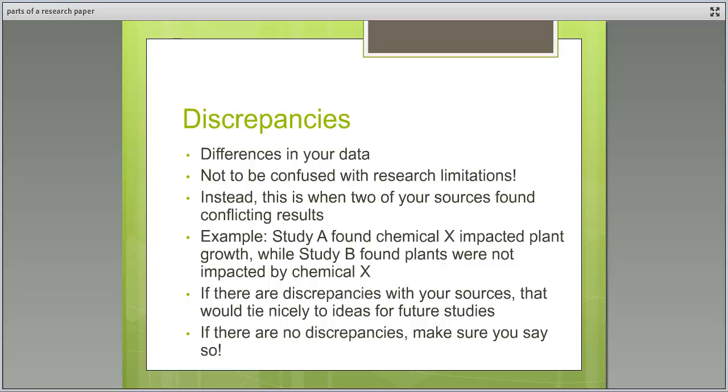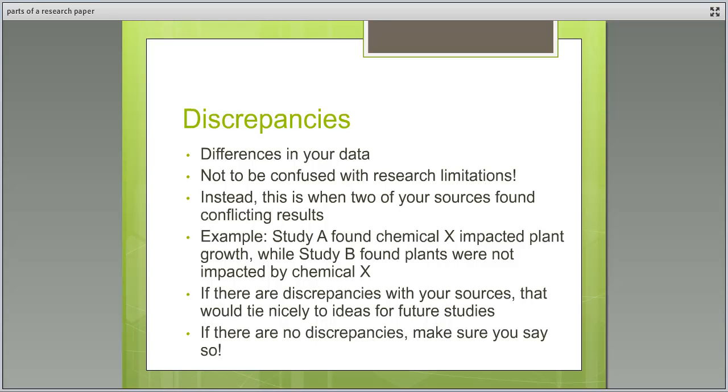Discrepancies are differences in your data, and often people get this confused with research limitations. Research limitations are things that impact how your study turned out and the accuracy of your results. Discrepancies are differences between results. So it's basically like if 2 of your sources found conflicting results.